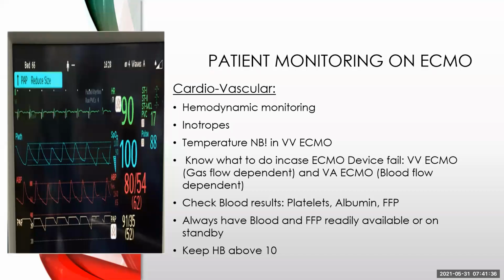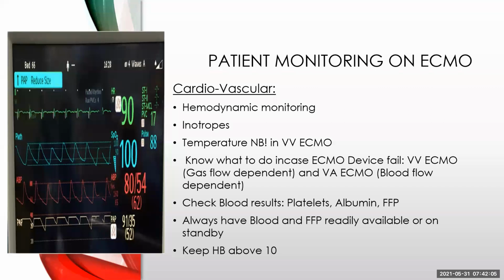Then if we look at the patient monitoring on ECMO regarding the cardiovascular system, you still need to monitor your patient hemodynamically like you would normally do. So if your patient's got a tachycardia, make sure that he's not dry or needs some volume, or if he's anxious. If he's got a cardiac output problem, give him some inotropes to reverse that. If he's got a temperature, address that.